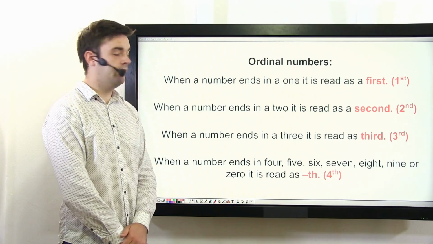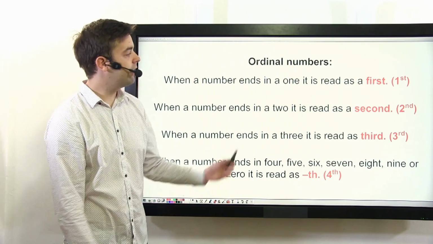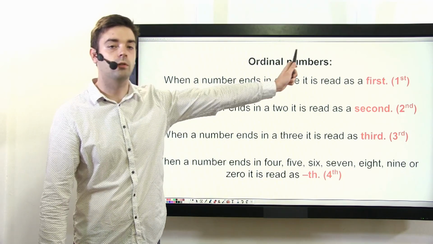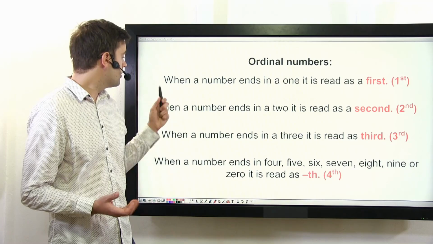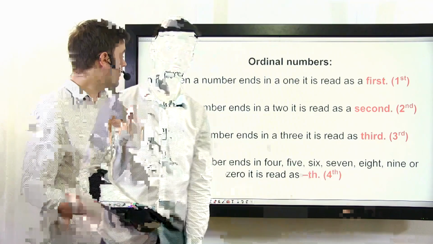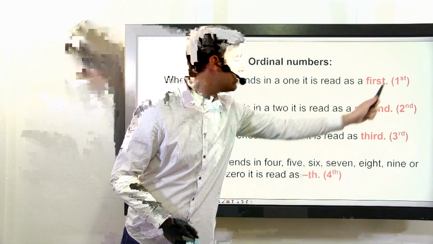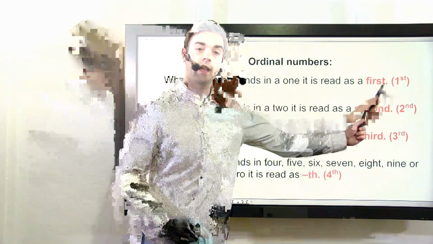So we've looked at the cardinal numbers. Let's have a look at the ordinal numbers. Ordinal numbers represent the position. So 1, first. Second.